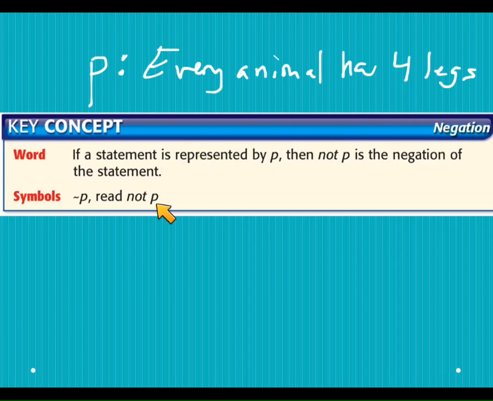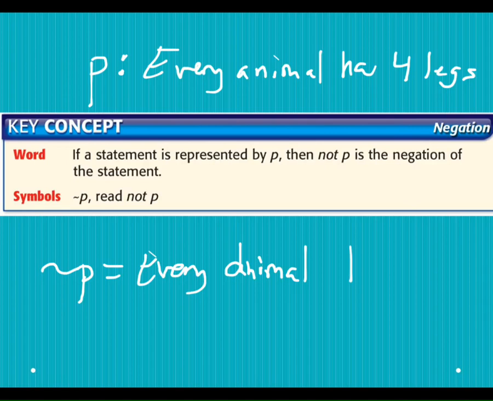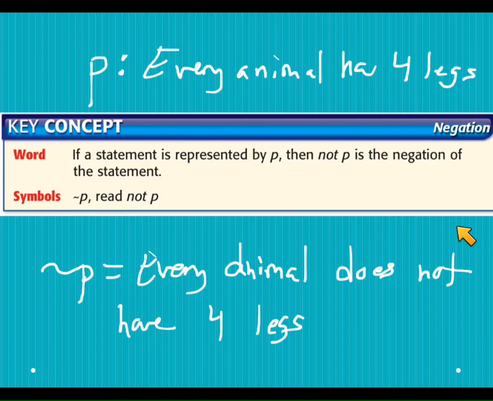The negation of P we write with this little squiggly in front. It's called a tilde, right? The negation of P is the not P of that statement, or basically the opposite of that statement. So if statement P is every animal has 4 legs, the negation of P would be, well, just the opposite of this: every animal does not have 4 legs. So statement P is every animal has 4 legs. The negation of P is every animal does not have 4 legs. That's what this little symbol means, this little tilde in front.